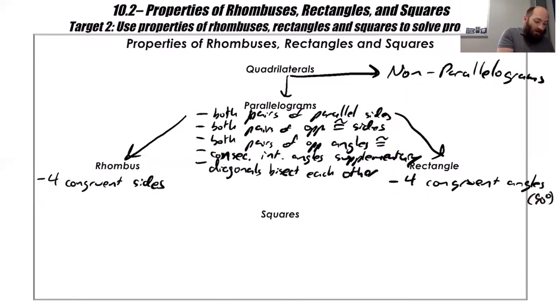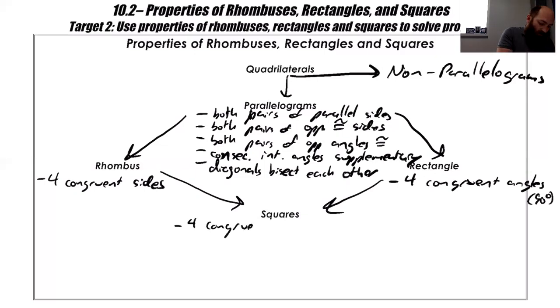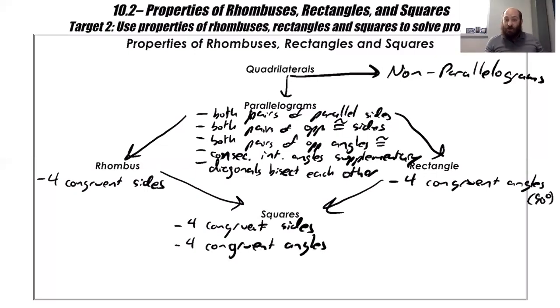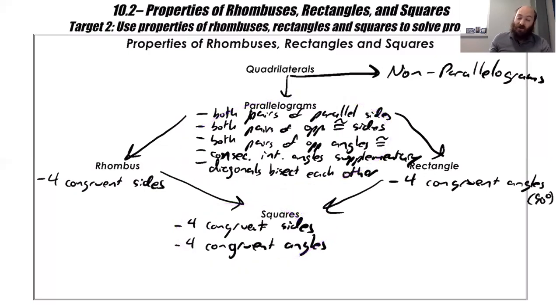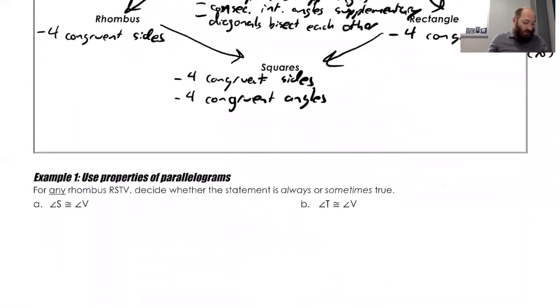A square is the combination of the two, a rhombus and a rectangle. A square has 4 congruent sides and 4 congruent angles. That's our definition there. So as of right now, for a square, there's the initial 5 plus 2 more. There's 7 properties for a square as of right now. So we're going to use those to help us with these next couple of problems.